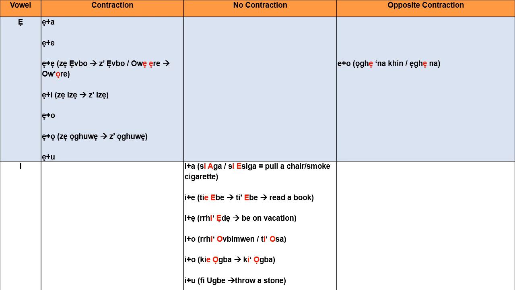The same with Chiosa that I used earlier in one of the previous slides. Chiosa is to call God. Kyoba is to open the tap or the faucet. Tie is to open. Ogba is the tap or the faucet. So it becomes Kyoba. Same with Fiugbe. Fi is to throw. Ugbe is a stone. So Fiugbe is to throw a stone.